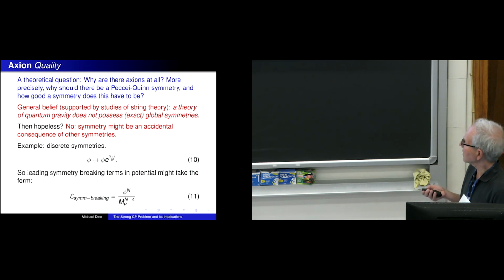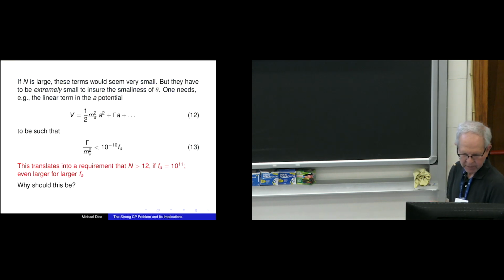Okay, so we get an approximate symmetry violated by some high dimension operators. I'm just assuming that these high dimension operators come with factors of the Planck mass. If they come with smaller factors, what I'm going to say is even more troublesome. If n is large, these terms would be very small, but they have to be extremely small to ensure the smallness of theta.